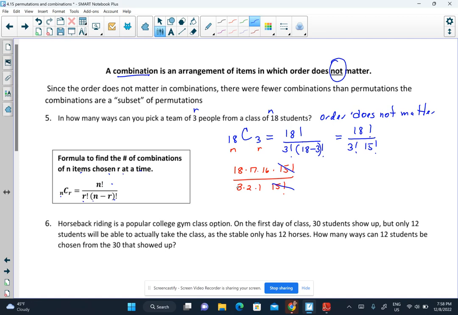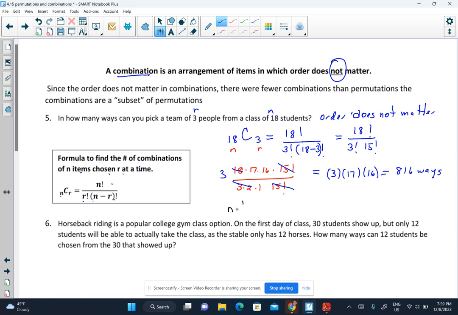And 3 times 2, or 6, goes into 18 3 times. And then we would multiply 3 times 17 times 16, and that is equal to 816 ways. It's a lot of ways. That's one way of doing this problem, but we can actually just plug this into the calculator.